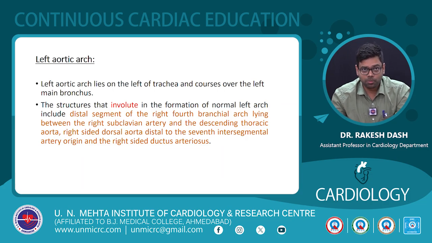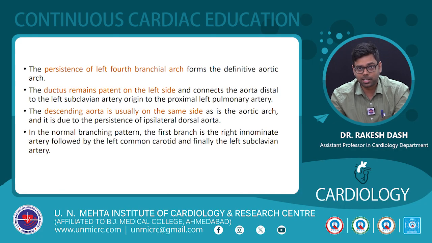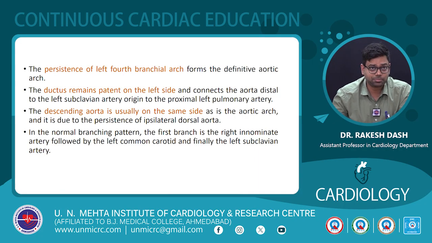So, how is this formed? Basically, this is because of the involution in the formation of the normal left arch, which includes the distal segment of the right fourth branchial arch lying between the right subclavian artery and the descending thoracic aorta, the right sided dorsal arch distal to the seventh intersegmental artery origin, and the right sided ductus arteriosus. So, the persistence of the left fourth branchial arch forms the definitive aortic arch.